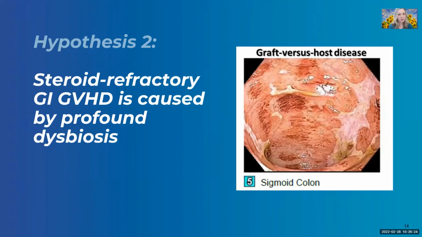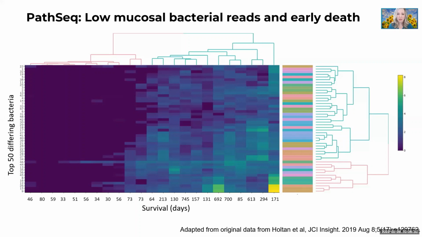Let's move on to hypothesis 2. Steroid refractory GVHD is caused by profound dysbiosis. This is an unsupervised clustering of microbial reads from our previous RNA-seq study. Basically what we did is we took the unmapped reads from our published study and then ran PathSeq on these reads. And what we saw was that patients who had low microbial reads actually had earlier death in this cohort of patients with steroid refractory GVHD.